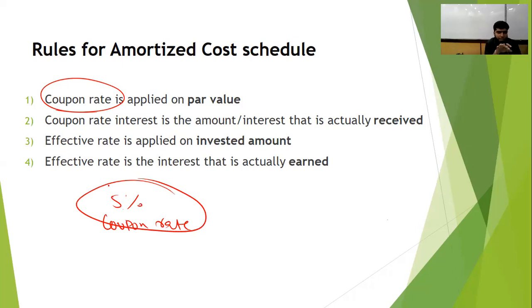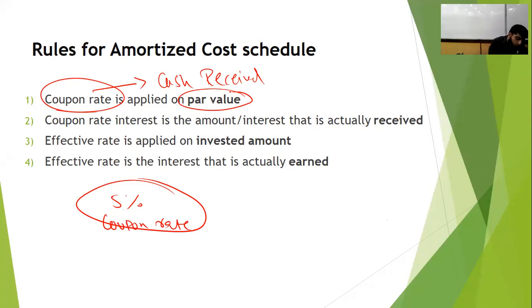For example, if you've invested 1 lakh and the company is giving you, let's say, $2,000. The amount of interest you will be receiving is known as what? Coupon rate. Mark my words: the amount of interest received is the cash received. The coupon rate means the amount of cash received. Once I solve the question, I will completely guide you and give you the logic behind why we are doing this. So coupon rate is applied on the par value, that is the face value, legal value, or the principal value.